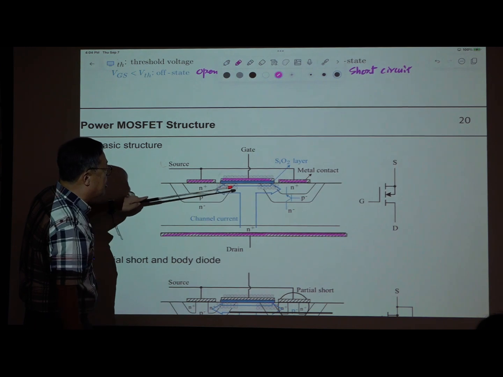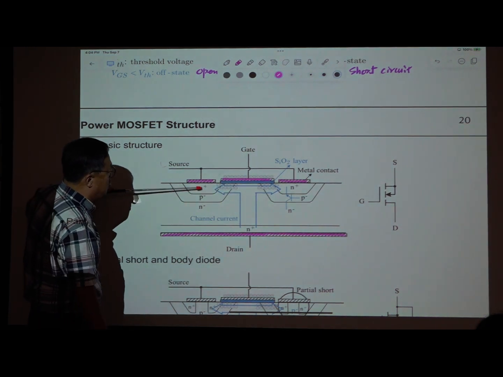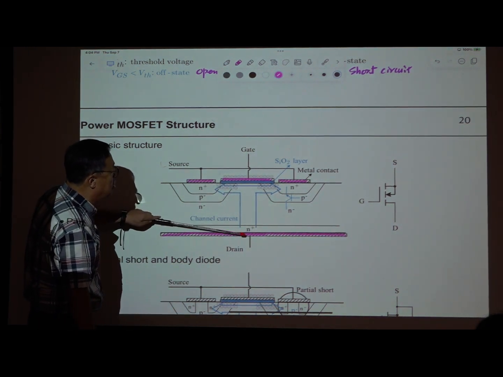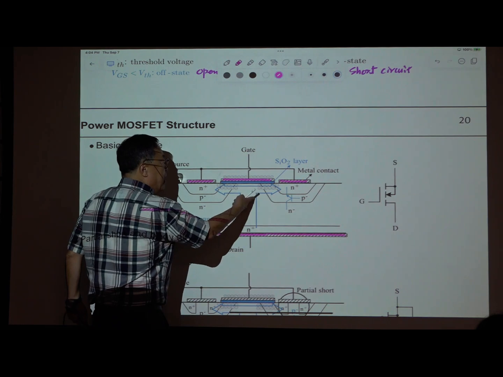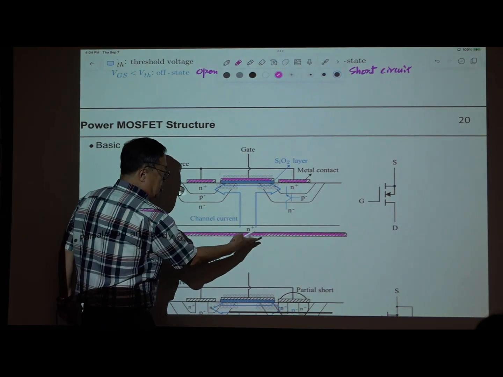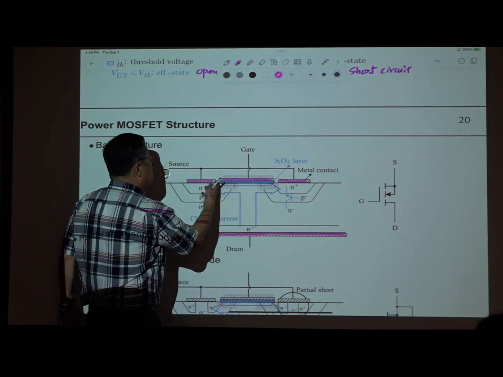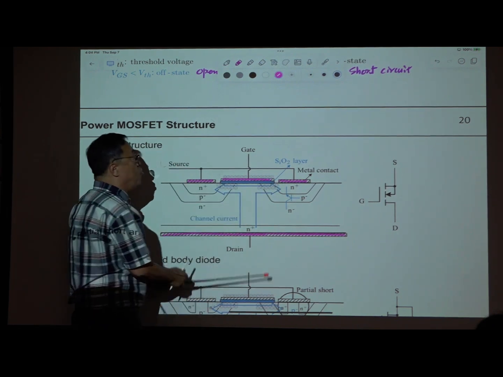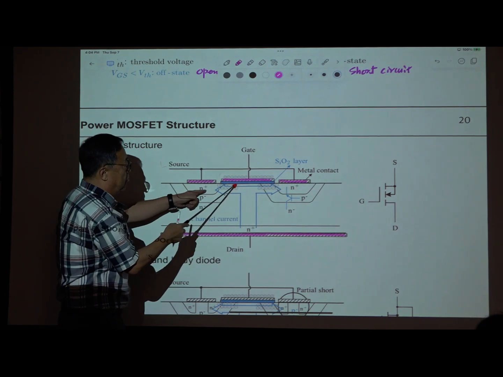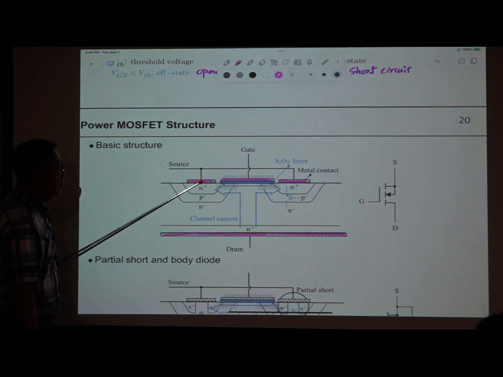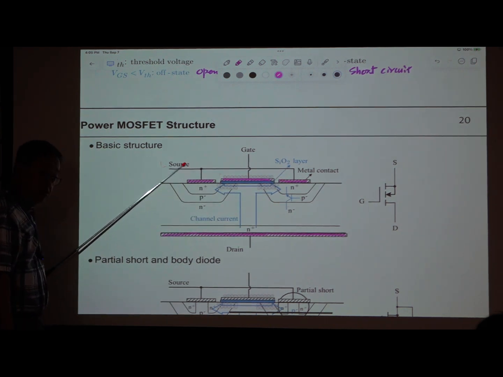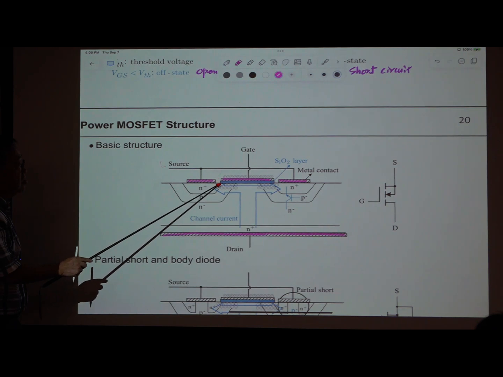But this part is both. So this is the N and this is the on. So there is a current path created from this drain to this source. Okay, two sources are connected in parallel. So this whole part is drain and this one connected together is source, and the gate is here.